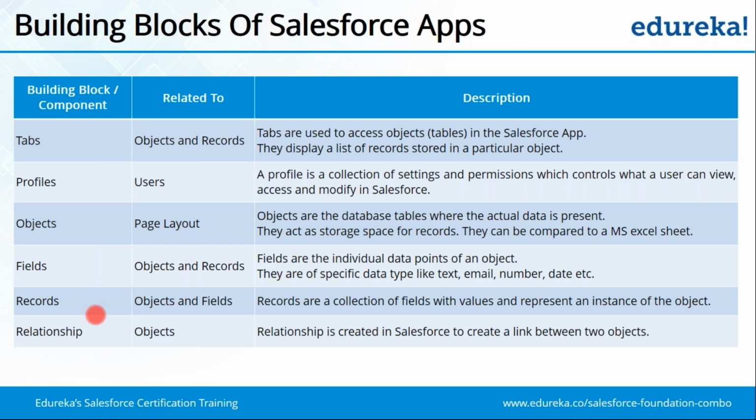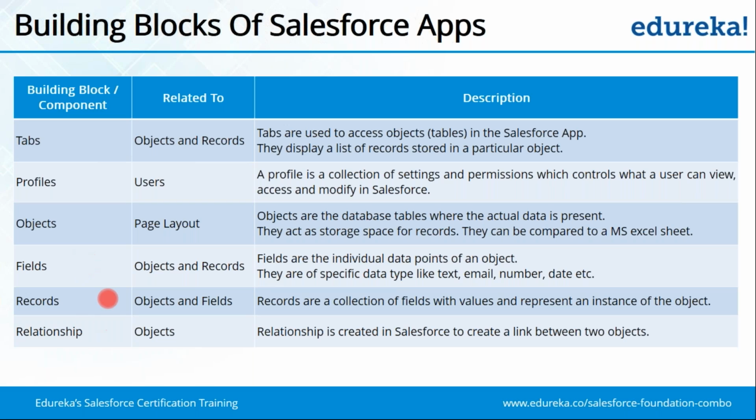Now what about fields and records? Fields and records are part of objects. Each column in an object is a field. Fields are the individual entities in any object, and records are just groups of fields. All the data fields about one single customer together are called records.